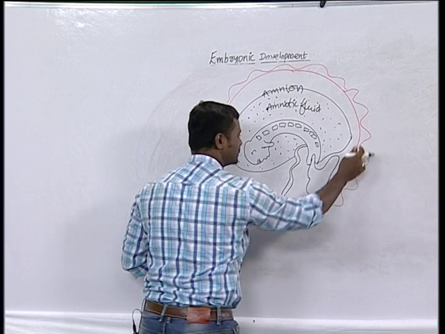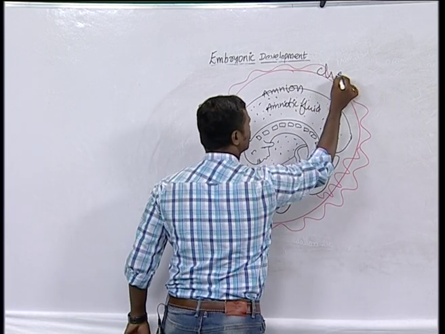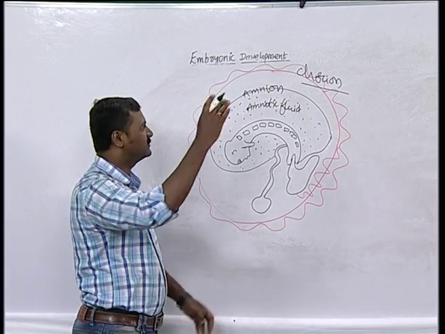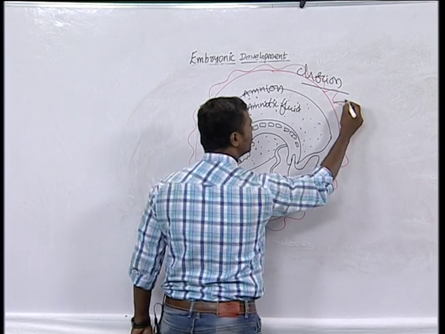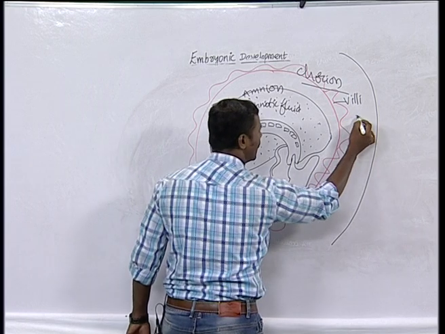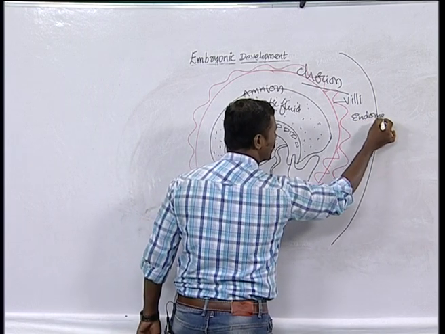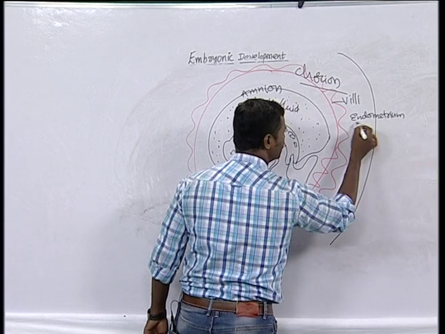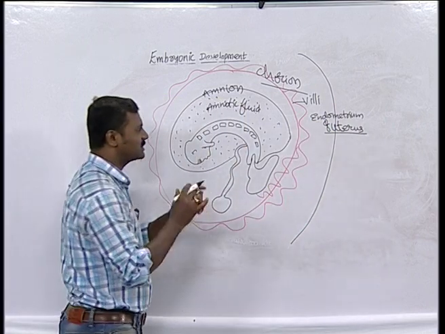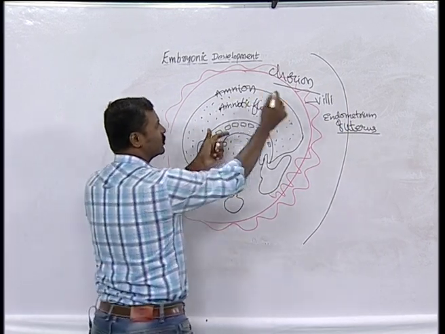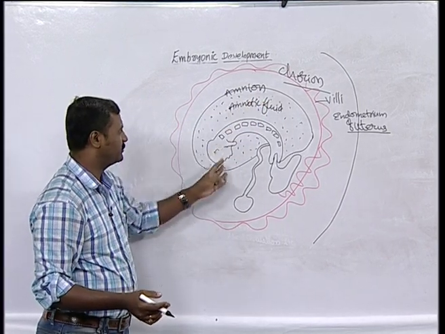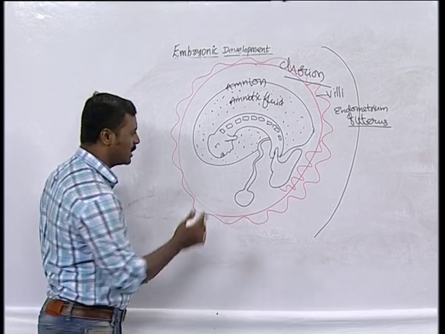Another layer you can see is called chorion. This is the complete outer layer. This chorion layer consists of many foldings called chorionic villi. Why? Because these chorionic villi are going to get connected with the endometrium of the uterus. So with the help of villi, the chorion layer gets connected to the uterus. So chorion is the outer layer, and immediate to the embryo you are observing amnion.